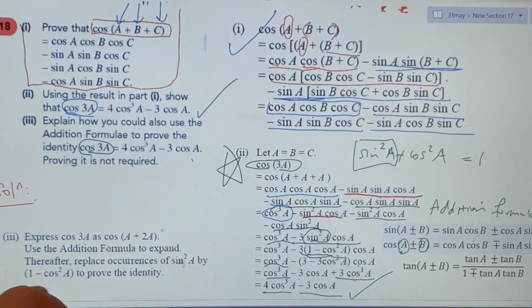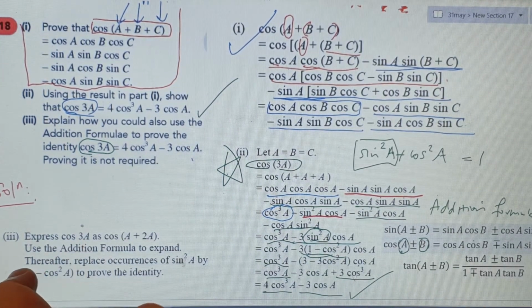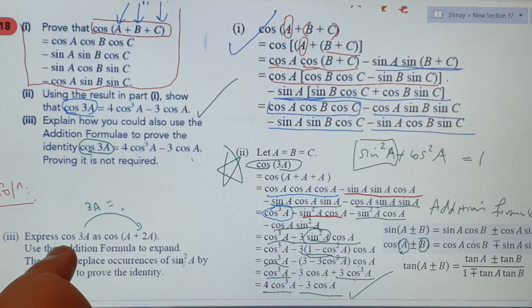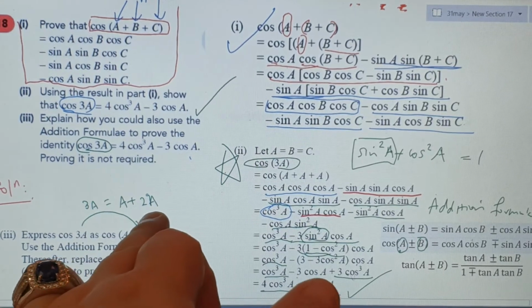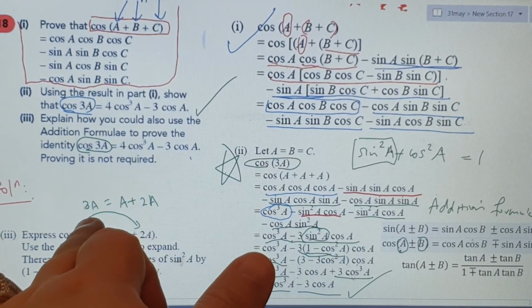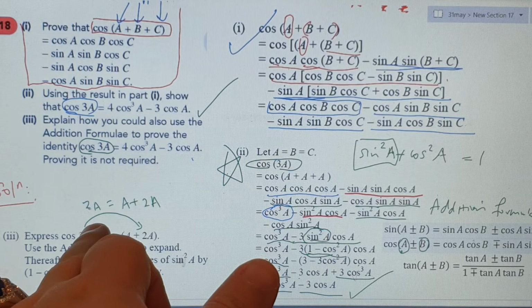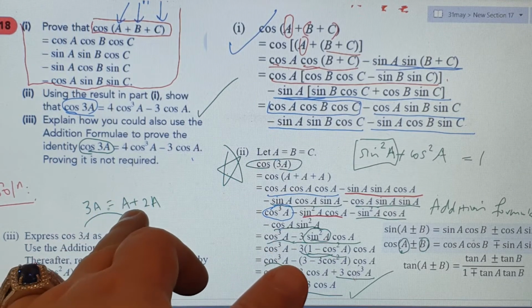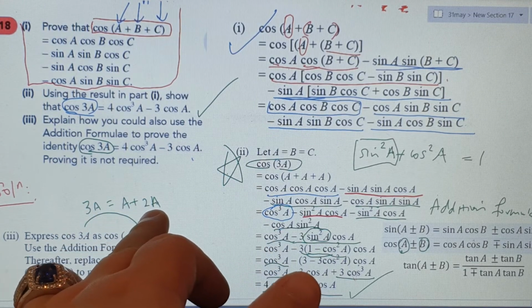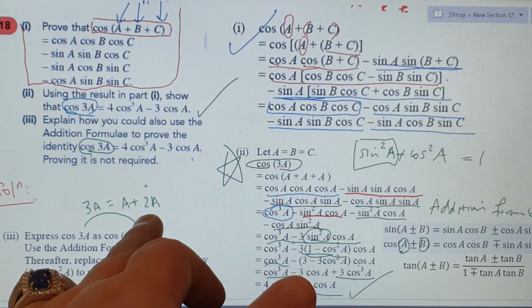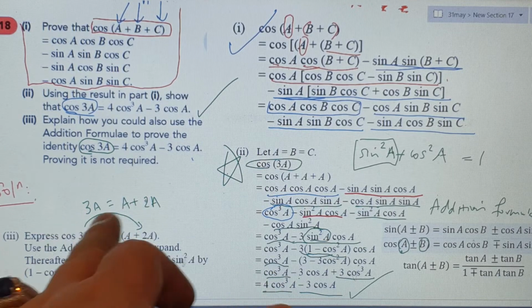Okay, so we have here, they want cos 3A, right? So we break the 3A, we break it up into A plus 2A. Remember, when I first started introducing to you addition formula, we have something like that, right? So when you have an odd number here, you can break it up into an odd and even. This one later in the next few lessons, we will learn double angle, okay? But right now you just know this.